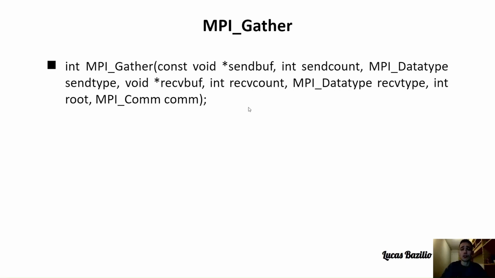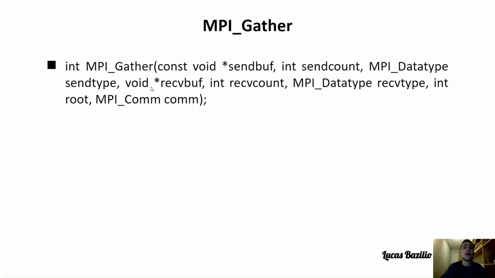Before showing a simple example of the MPI gather function, let us delve into the arguments. The first argument of this function is a pointer to the send buffer. This is essentially the starting address of the send buffer on the calling process, the process that is calling MPI gather. This is the data that each process wants to contribute to the gather operation.